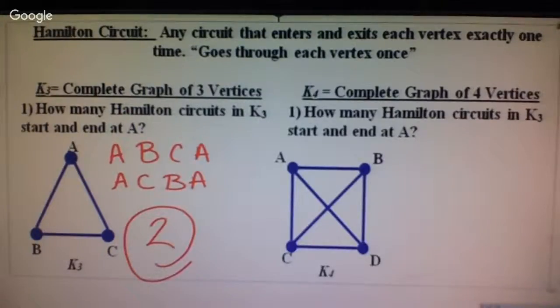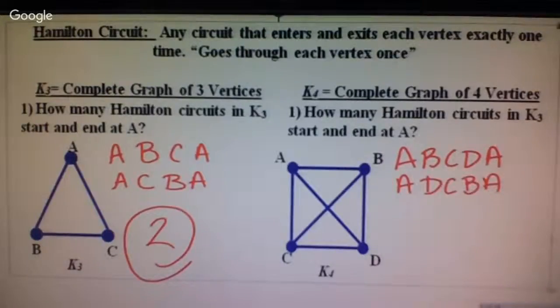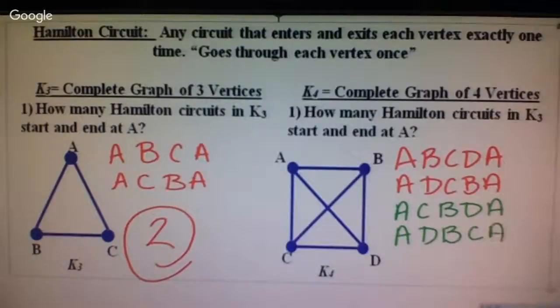This one is K sub 4. 4 vertices, 3 degrees. 4 times 3 is 12, divided by 2, which means I have 6 edges. Okay, Hamiltonian circuit, give me one. A, B, C, D, A, which means I also have A, D, C, B, A. Give me another one. A, C, B, D, A, which means I also have A, D, B, C, A.